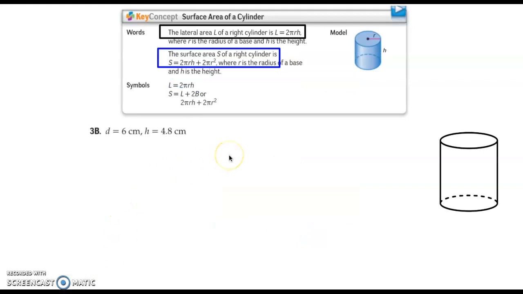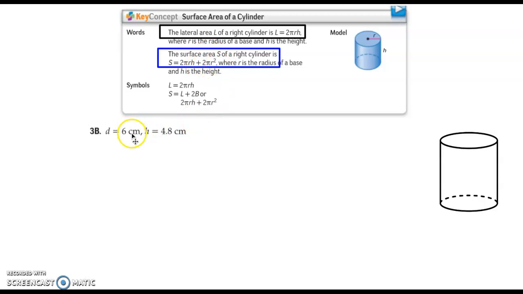Surface area of a cylinder. So here we've got 2 different types of surface area. The lateral surface area of a cylinder, L equals 2 pi RH, where R is the radius and H is the height. And then the total surface area, which is 2 pi RH plus 2 pi R squared. It's basically the lateral surface area again, plus the area of the 2 bases.